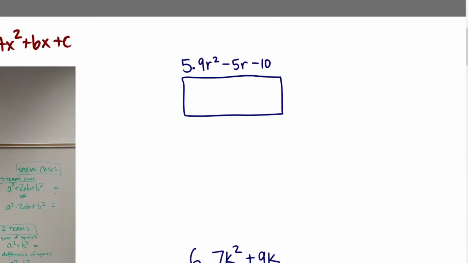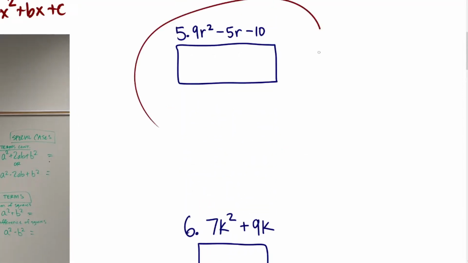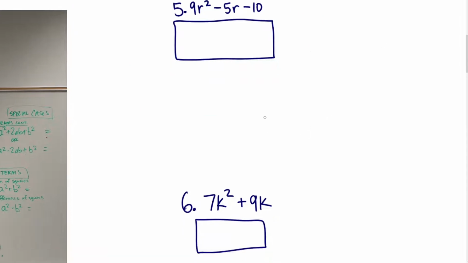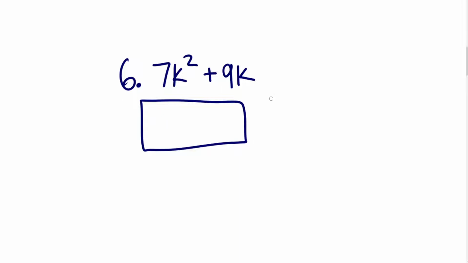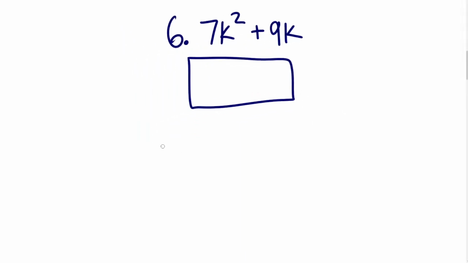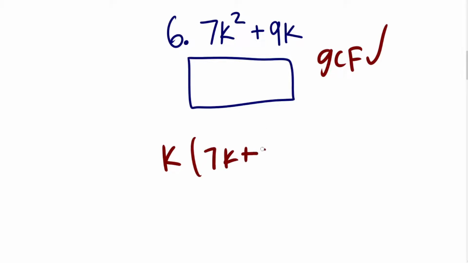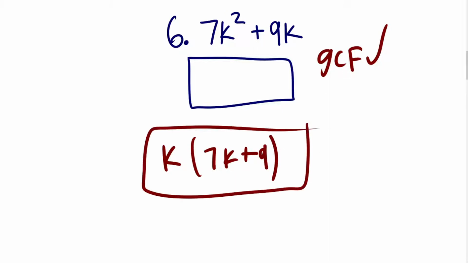Now we'll head up to here. This here will deal with the quadratic equation, so we'll skip it. This one, we will look for our greatest common factor, and it looks like k will be that. So we'll take out a k, and we'll get 7k plus 9. And that's actually all that you need to do. The answer for that is k times 7k plus 9. Those ones are really simple.